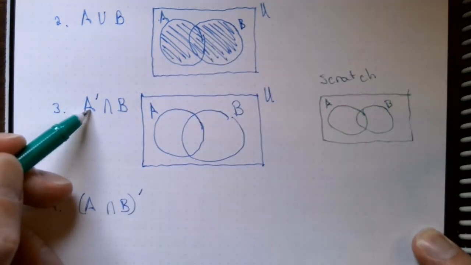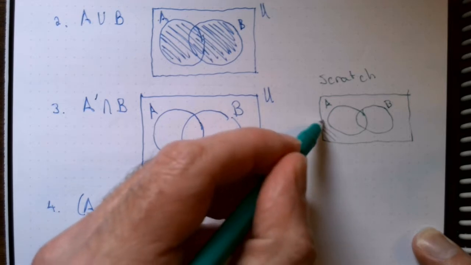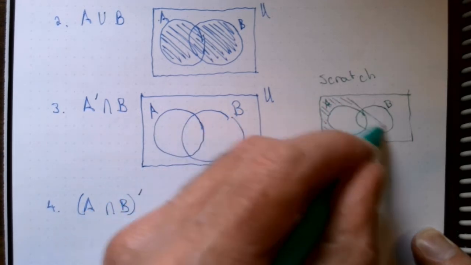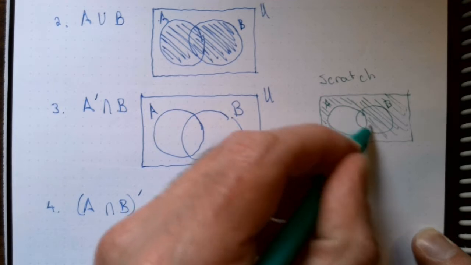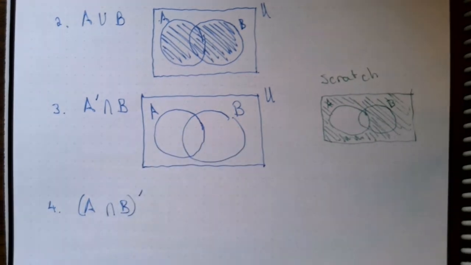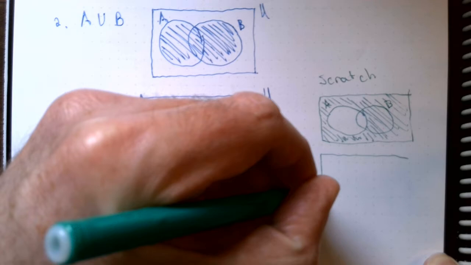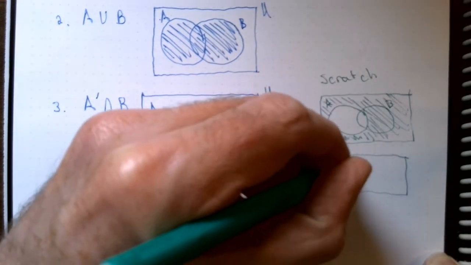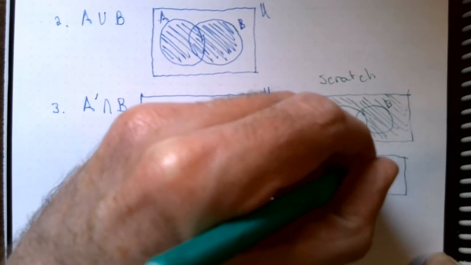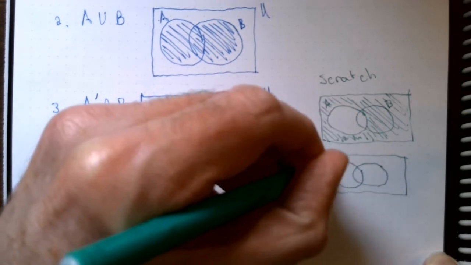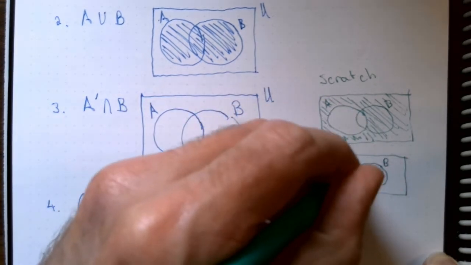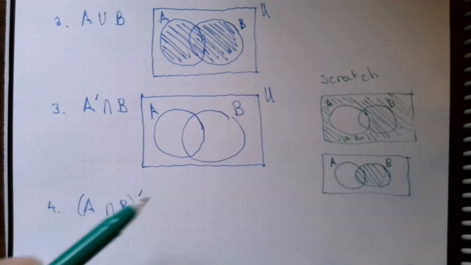Okay, so I want to take A complement intersect B. So in my scratch work, I'm going to draw the Venn diagram for A complement. A complement, you'll remember, is everything outside the circle for A. And of course, I'll also draw a Venn diagram for B. So when I'm doing these scratch works for my Venn diagrams, I'm drawing intermediate Venn diagrams.